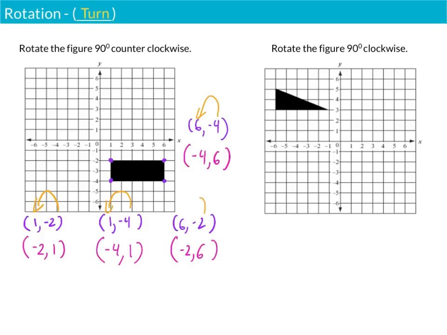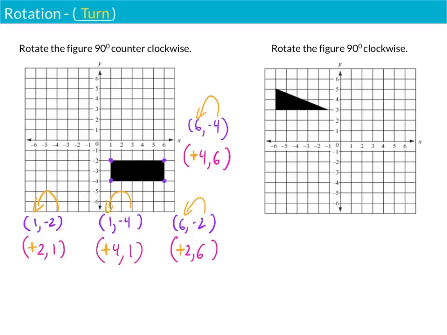So we're going to be taking the opposite of the first one. The opposite of negative 2 is positive 2. The opposite of negative 4 is positive 4. The opposite of negative 2 is positive 2. And the opposite of negative 4 is positive 4. So now that we've got all our points, let's graph them and see what happens to our figure.